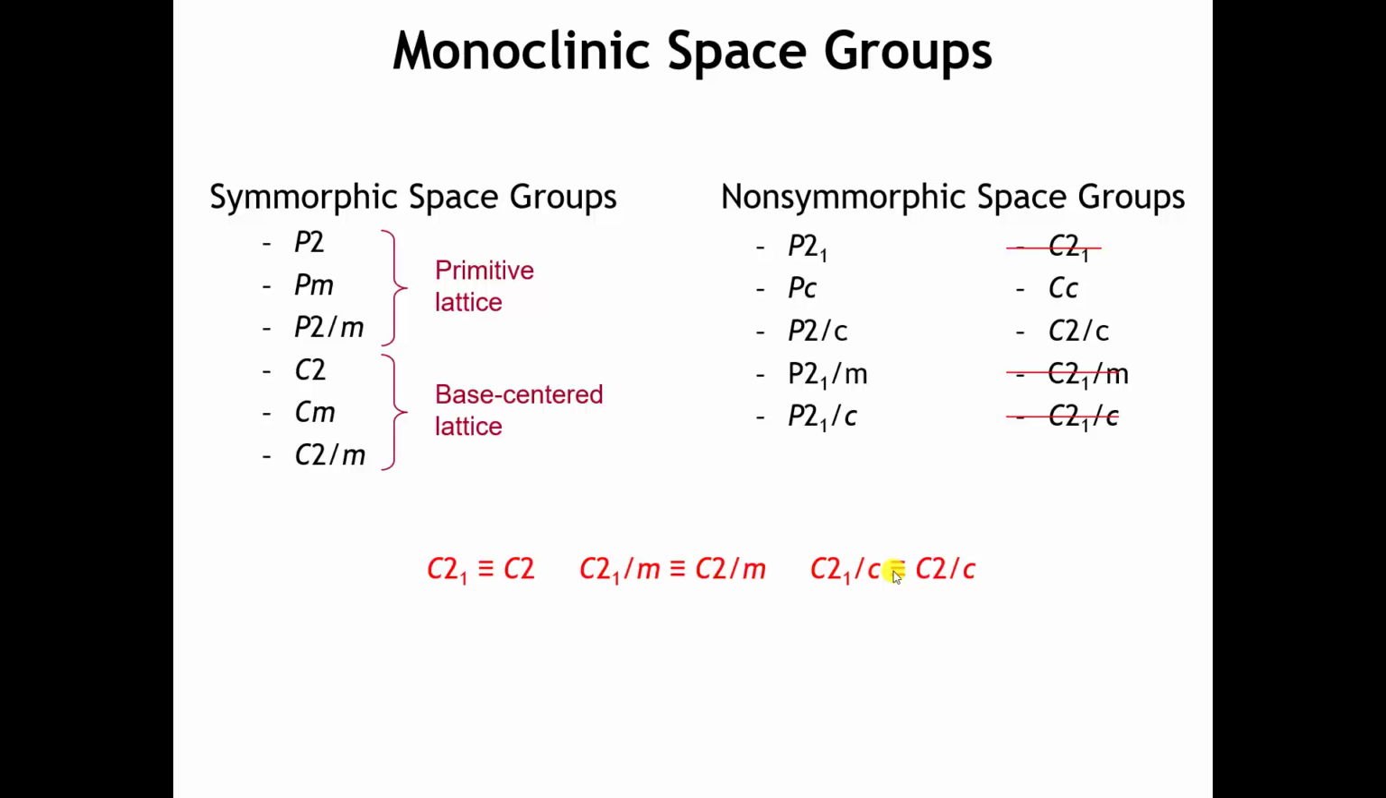That's the C2. And then the same logic goes for C2 sub 1 over M and C2 sub 1 over C. Once we eliminate the duplicates, we would find there are only 13 monoclinic space groups. Now before moving on, let me show you explicitly what I mean by the C centering and the 2 sub 1 rotation axis generating a 2 sub 1 screw.